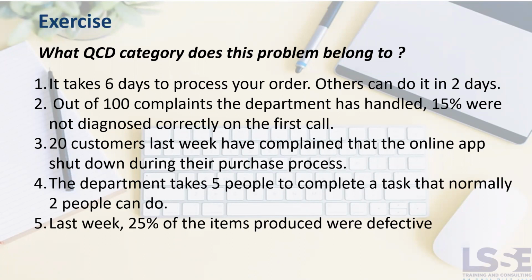So for example, the first one, let's say we have a customer complaint. It takes six days to process your order. Other competitors can do it in 2 days. Which category can this problem be categorized into? Quality? Is this a problem of cost? Or is it a problem of delivery? I'll read the chat box. Yep, precisely. This is a problem on delivery.